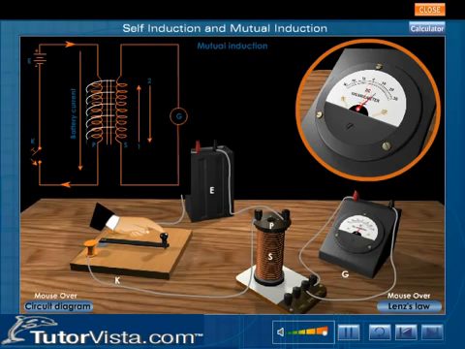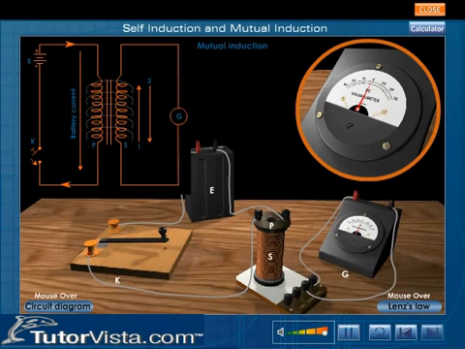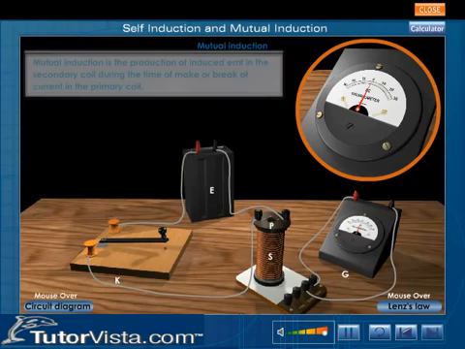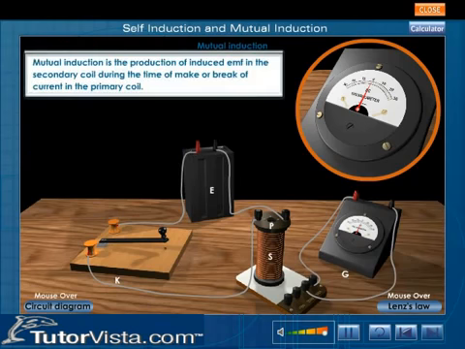Similarly, when the key is released, magnetic flux associated with the coils decreases, and this gives rise to induced current in the direction shown by the arrow marked 2. That is, mutual induction is the production of induced EMF in the secondary coil during the time of make or break of current in the primary coil.